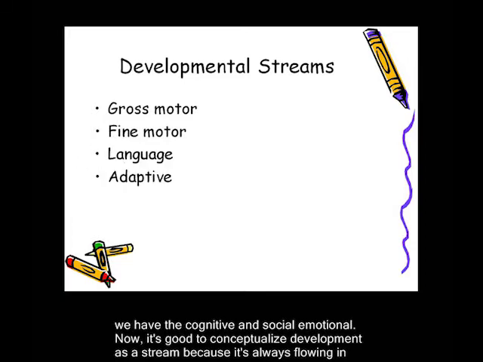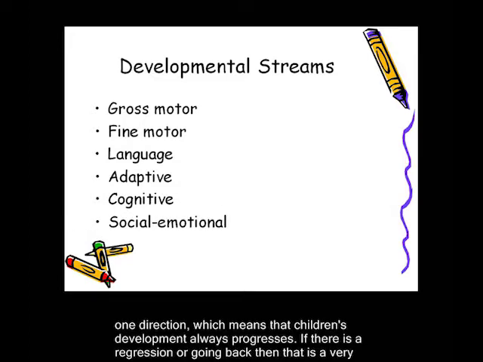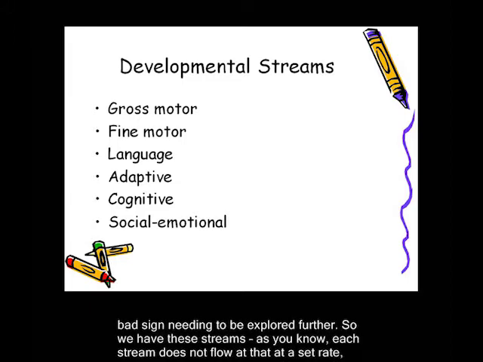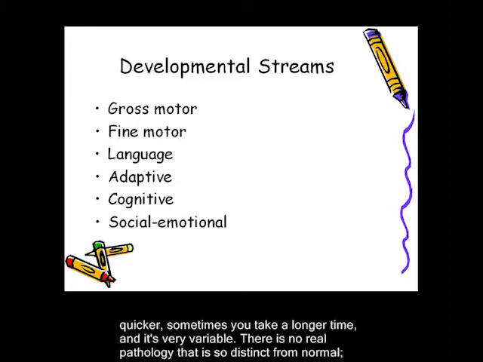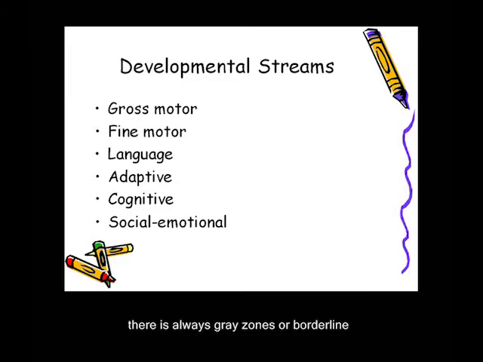Now, it's good to conceptualize development as a stream because it's always flowing in one direction, which means children's development always progresses. If there is ever a regression or going back, that is a very bad sign needing to be explored further. So you've got these streams, but as you know, a stream does not flow at a set rate. You've got faster patterns, slower patterns, and this is what happens with development. Sometimes you move through your milestones quicker, sometimes you take a longer time, and it's very variable. There is no real pathology that is so distinct from normal. There's always gray zones of borderline.